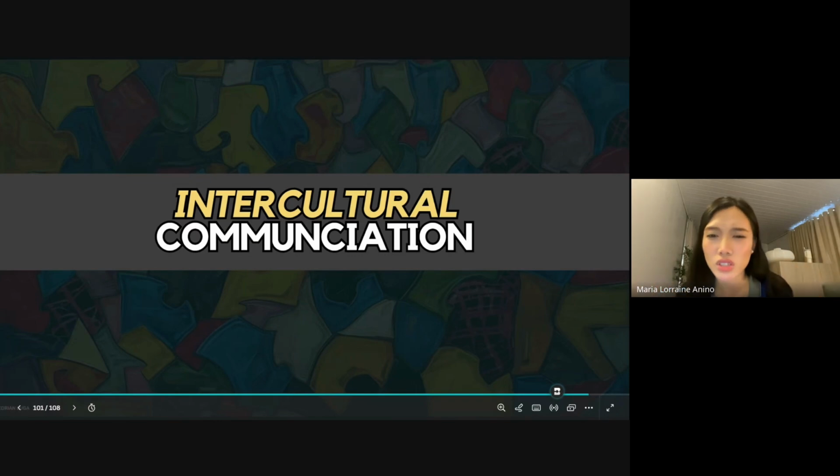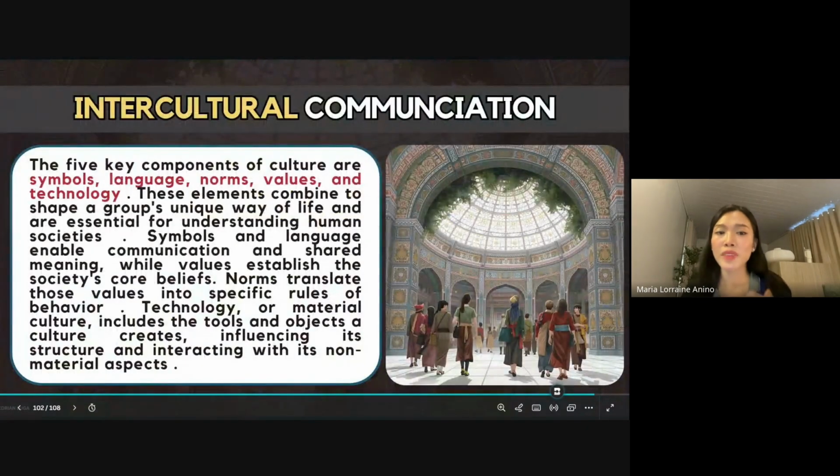It's not just about tradition. It's not just about nationality. Culture even has five key components. This involves the symbols, the language, norms, values, and technology, as highlighted in the presentation. You can read that for yourself.